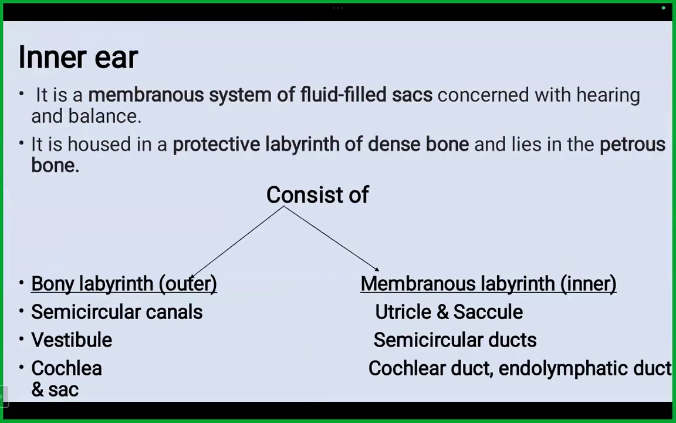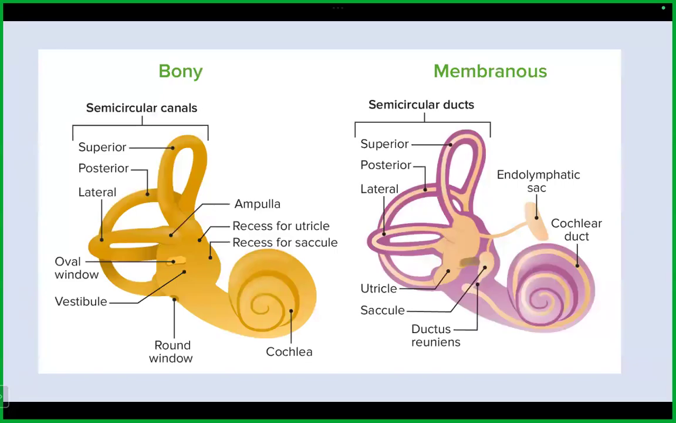Inner ear. It is a membranous system of fluid-filled sacs concerned with hearing and balance. It is housed in the protective labyrinth of dense bone and lies in the petrous bone. It consists of two parts. The bony labyrinth, the outer part, includes the semicircular canals, vestibule, and cochlea. The membranous labyrinth, the inner part, is composed of the utricle, saccule, semicircular ducts, cochlear duct, and endolymphatic duct. These two diagrams show the outer and the inner portion of the bony and membranous parts of the inner ear.